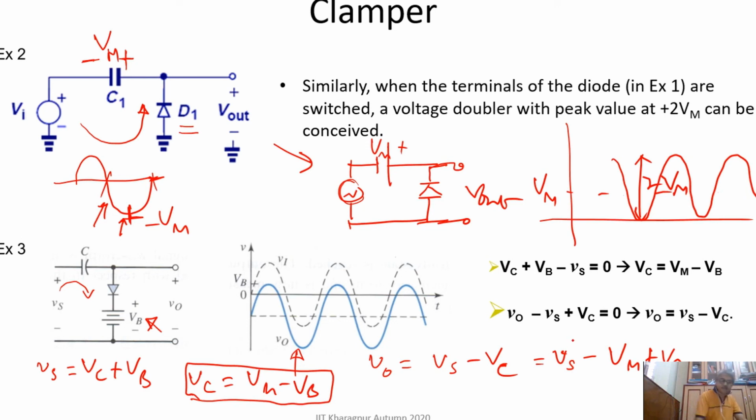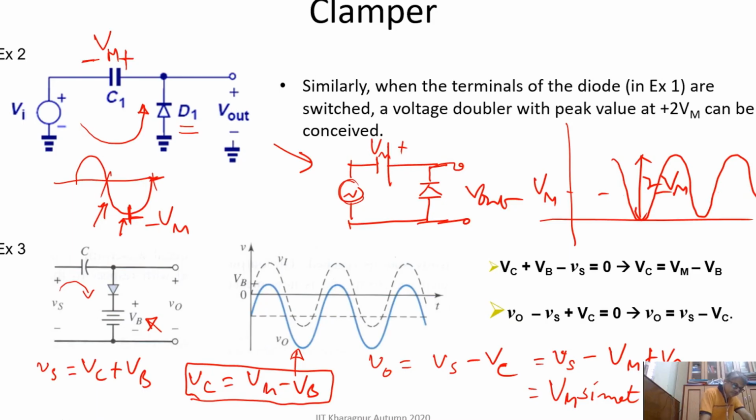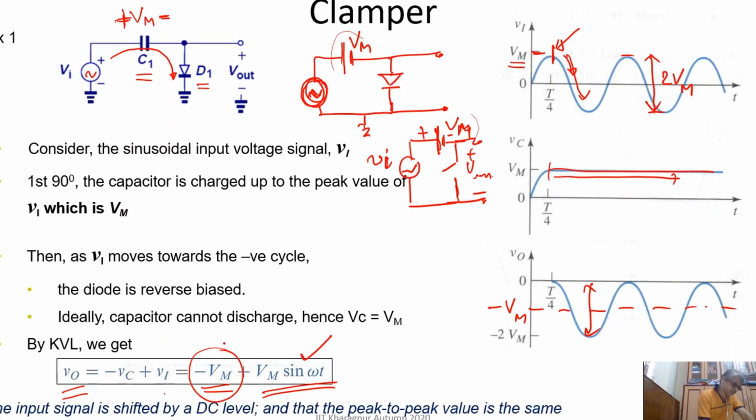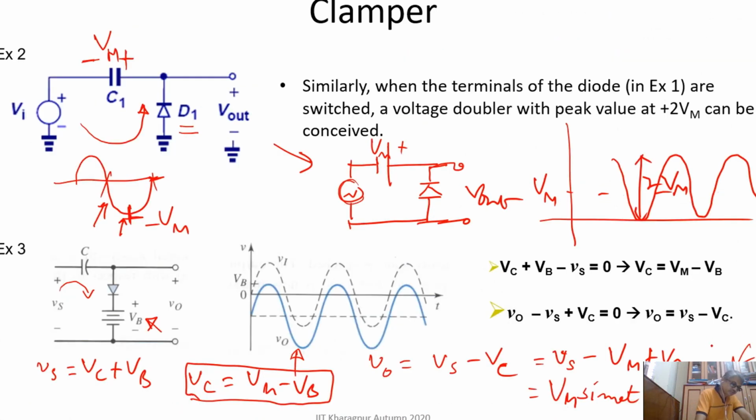So you see, Vs is Vm sin omega t, and this is minus Vm plus Vb. In the previous slide, this was minus Vm plus Vm sin omega t. Here also minus Vm plus Vm sin omega t, but an additional Vb term is there. Because of this additional plus Vb, it gets shifted compared to what we have in the first example.